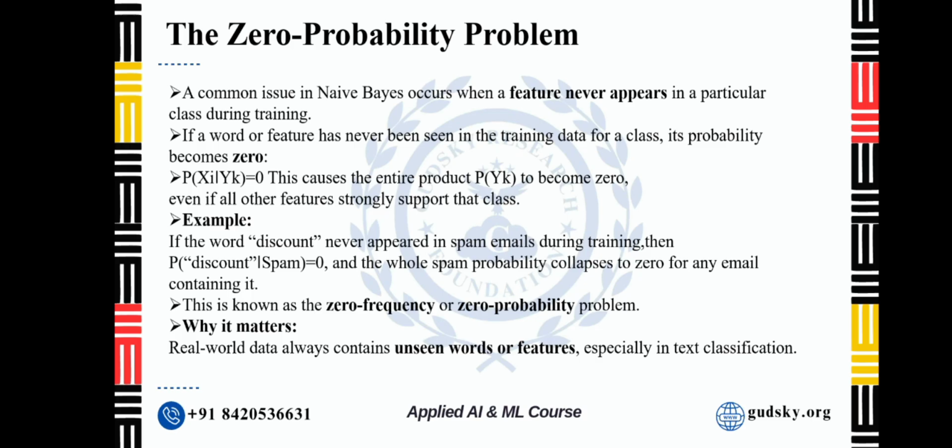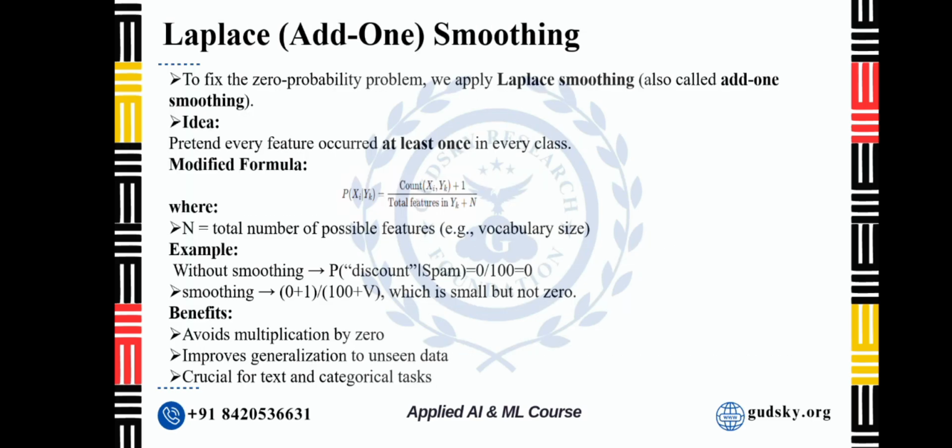For instance, in a small dataset you might never have seen the word exclusive in spam emails, but in the real world it might be common. So if your model assigns zero probability to unseen words, it will make poor predictions when faced with new data. So we need to fix that, and that's where Laplace smoothing comes in.